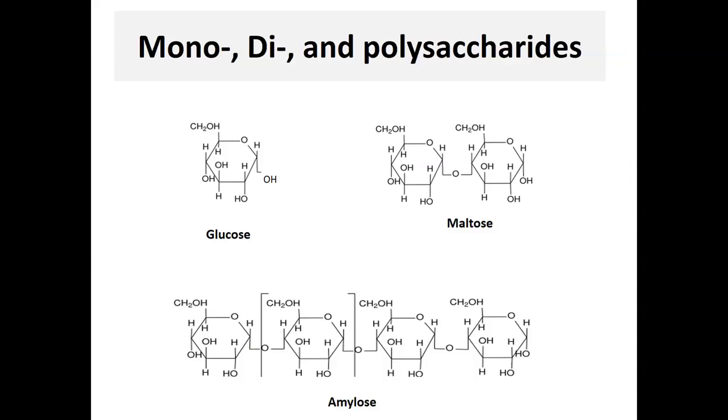All right, so you have your monosaccharide here, glucose. Now your disaccharide is maltose. Basically, in maltose, two glucoses are linked together by a 1,4-glycosidic linkage, okay? And this is alpha 1,4. Now, amylose, on the other hand, is a polymer of glucose molecules, okay?